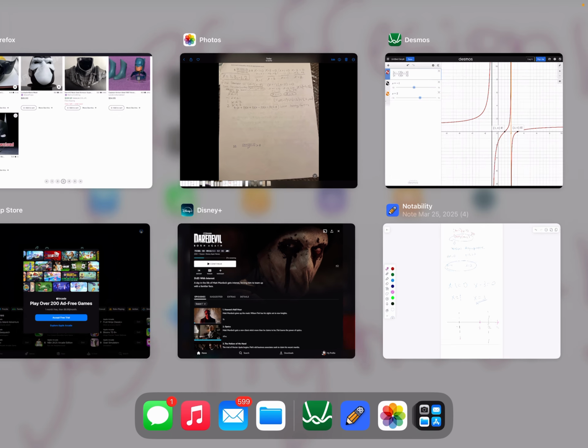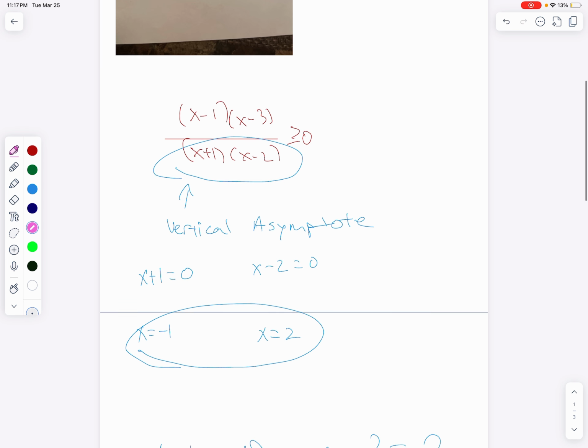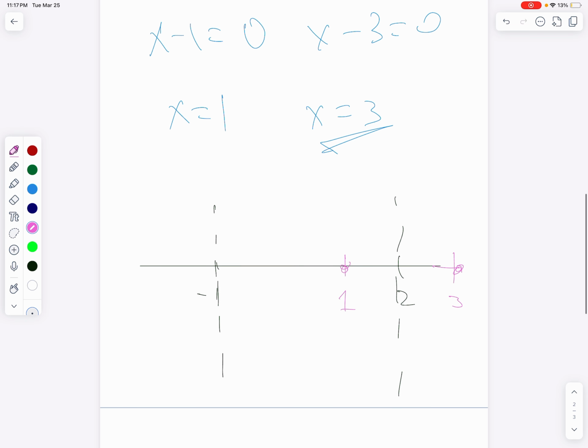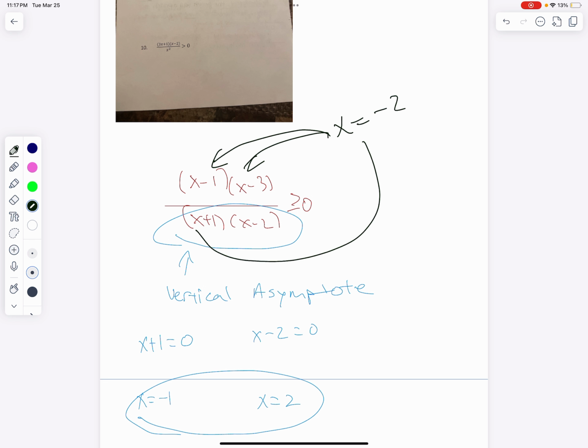Obviously you don't have this picture here, but what you're going to do is go into the original function and say, I'm going to pick a value less than negative 1. So let's say I pick x equals negative 2, and I plug negative 2 in for all these x values and see what happens.